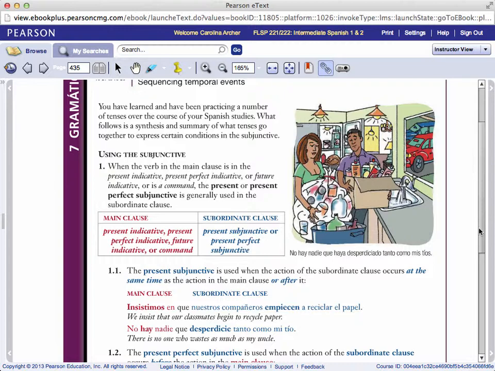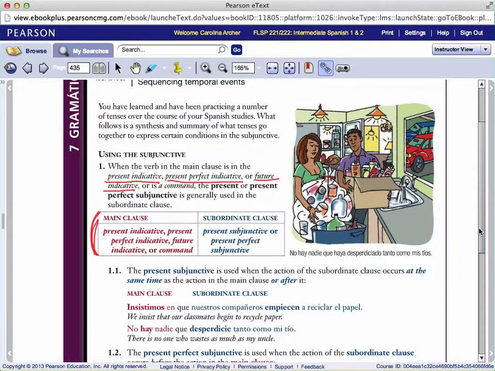See, okay, so we are going to look at what tenses go together, the subjunctive and the indicative and all the present subjunctive and the futures, and how. See? So, using the subjunctive, when in the main clause, which would be here the red, the verb is in the present indicative or the present perfect indicative or the future indicative, okay? In the main clause, the verb is always going to be in the indicative, okay?